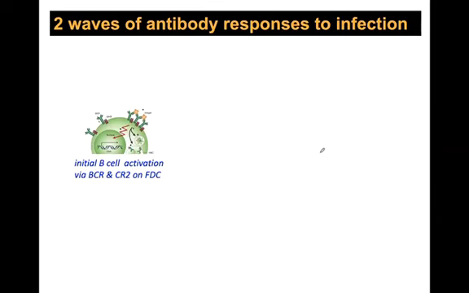Okay, so when we go back to the B cell activation, it's important to remember where those two waves come from. So here's initially our B cell getting activated by the B cell receptor and the co-receptor, complement receptor 2, recognizing antigen iC3b on the follicular dendritic cell. Okay, that will, first of all, give you short-lived primary foci plasmablasts. That's the first wave of the antibody.